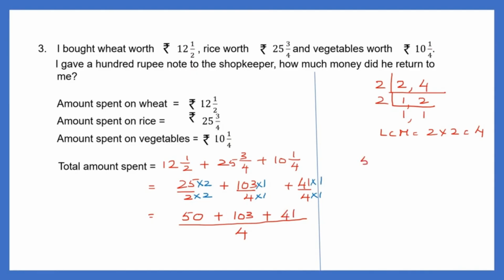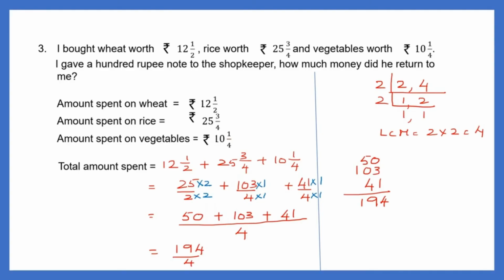Now I need to add up all these. So let me add 50 plus 103 plus 41. 3 plus 1 is 4. 5 plus 4 is 9 and I write down 1. So I get 194 by 4. We're going to leave it as this.